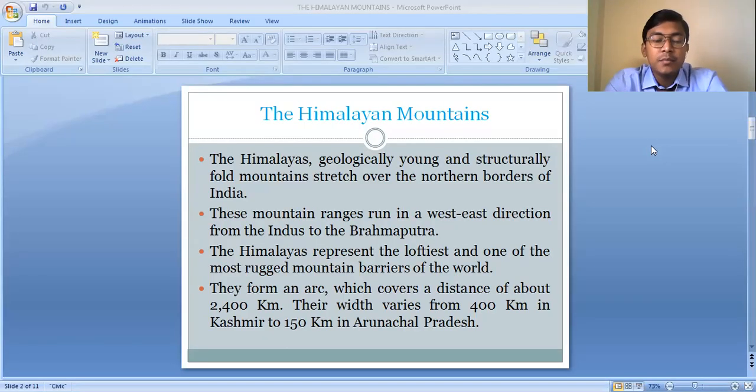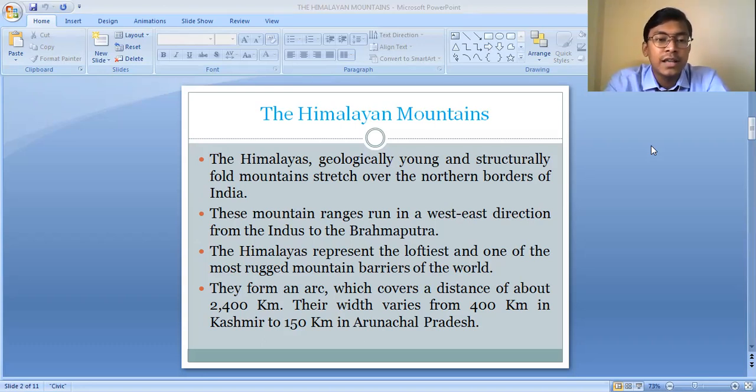The Himalayan mountains form the northernmost boundary of our country, and it is a recently formed landmass, not more than 100 million years old. The Himalayas are geologically young and structurally fold mountains which stretch over the northern borders of India. Geologically young means that in terms of geological age, it has been formed in the recent period. It is not so old.